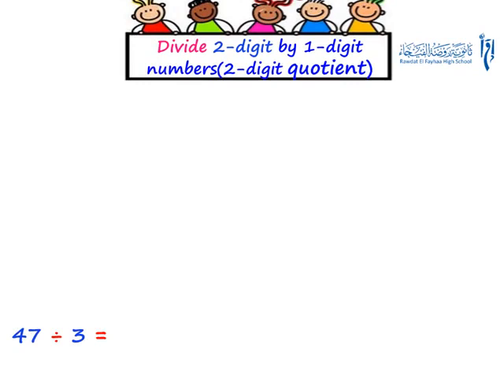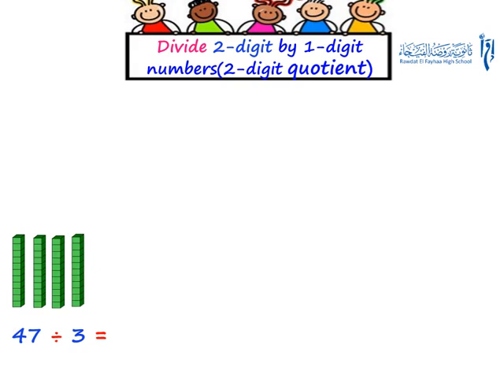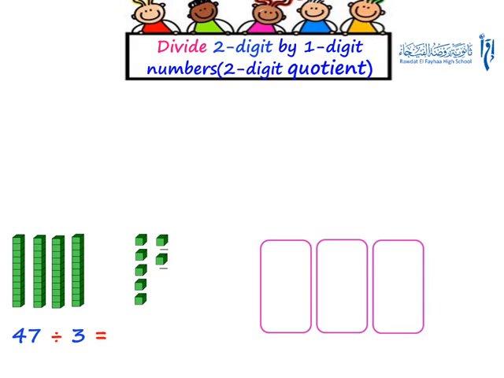Let's use blocks to represent the 47. Since the 47 has 4 in the tens place, we will use 4 tens blocks to represent it. And since it has 7 in the ones place, we will use 7 ones blocks to represent the 7. And since we are distributing among 3 groups, we will draw 3 rectangles to represent the groups.